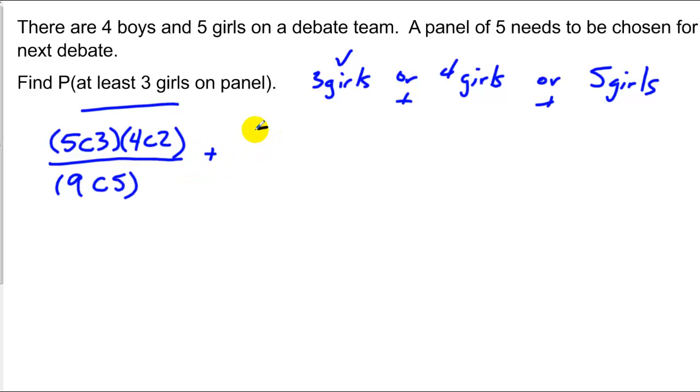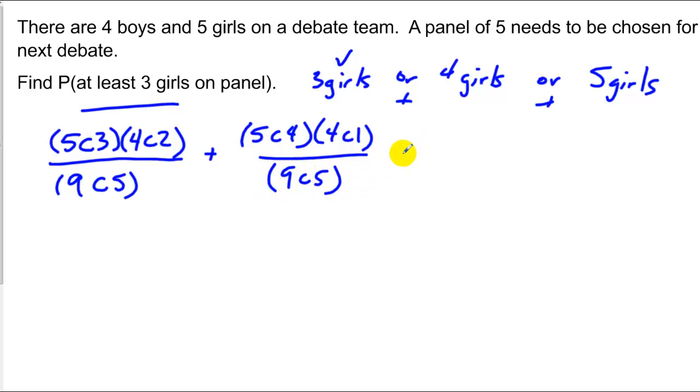Now we're going to add to that 4 girls. So from the girls group, we pull 4. From the guys group, we pull 1. And then now we've got to do our 5 girls. Girls group, choose 5. There's no guys. And then we'd add all those up to get our combined probability.